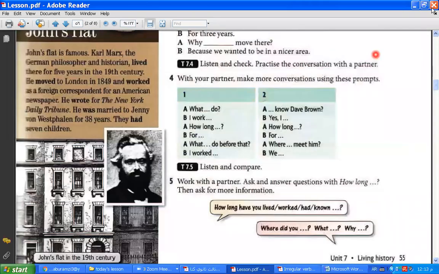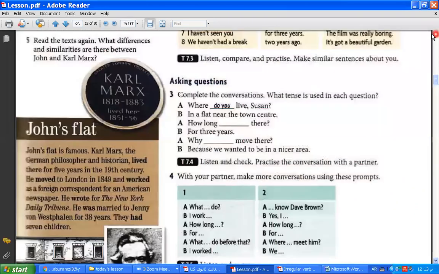Okay, so we want to know what's the difference between John and Karl. The person who lived in it was named Karl Marx, like this. So who can read about John's flat? Sarah, yes, read. John's flat is famous.